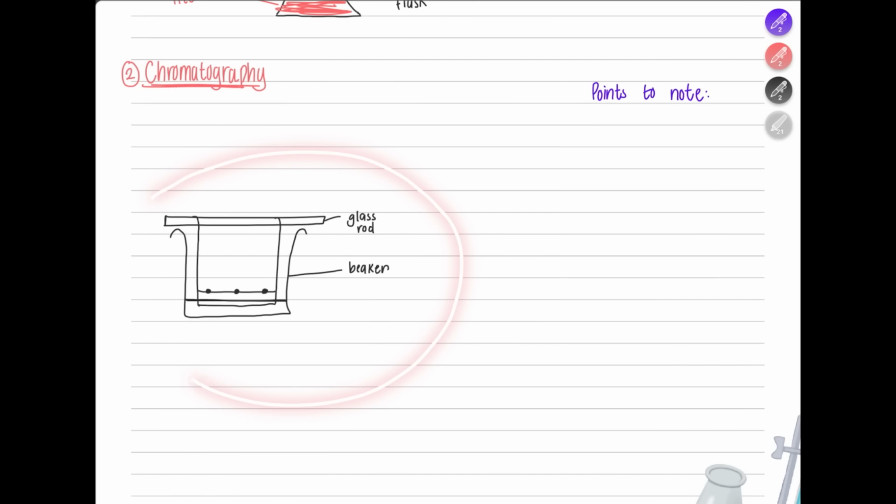Now we'll study another process which is chromatography. This is how the chromatography setup looks. You have a beaker and then you have a glass rod on which the chromatography paper is hanging. So you dip this chromatography paper in a solvent. The key thing to note about this solvent is that it has to be soluble in your sample. You keep your sample here. If the solvent is not soluble in the sample, these would not separate.